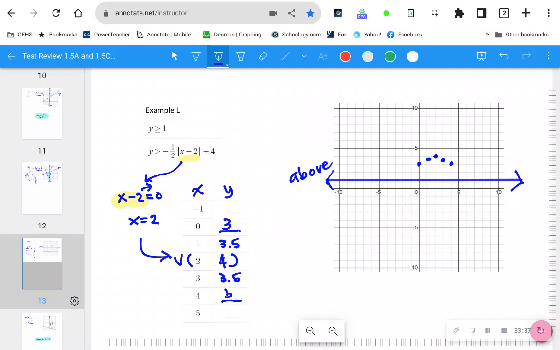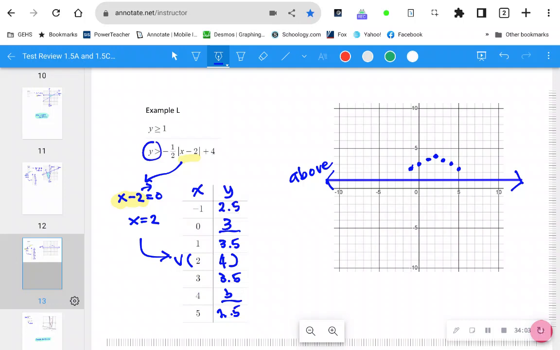And I'm going to plug in 5. 5 minus 2 is 3. Absolute value of 3 is still 3. 3 times negative 1/2 is negative 1.5. Negative 1.5 plus 4 is 2.5. And you can see we've got a V going on here. And that's the shape you should always get.